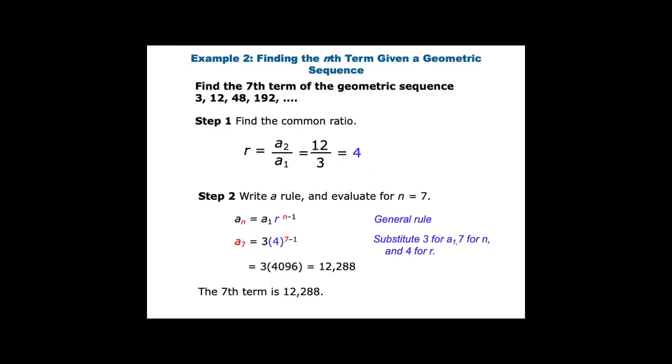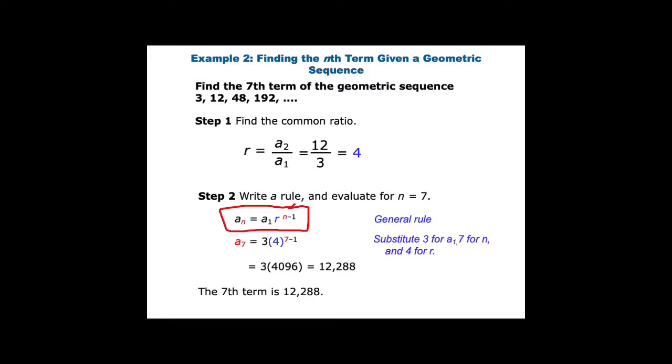Example 2, find the 7th term of the geometric sequence. Step 1, find the common ratio. You would do your second term over your first term, which is 12/3 in this case, so your ratio would be 4. Step 2, write a rule and evaluate for n equals 7. So your rule is a sub n equals a sub 1 times r to the n minus 1 power. That's your general rule, so that's a good thing to write down.